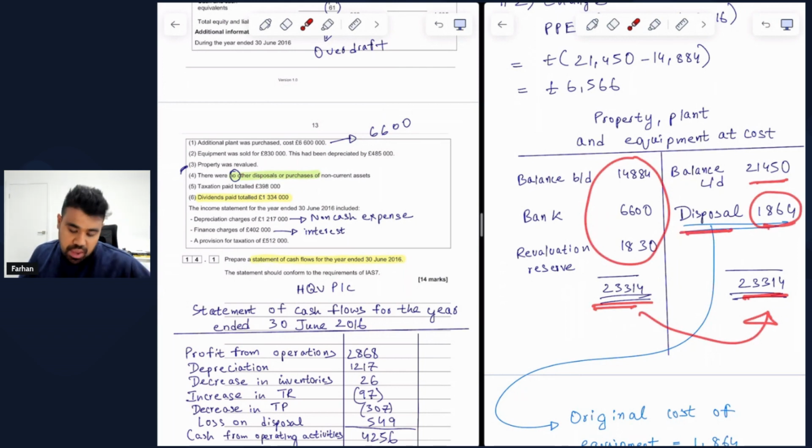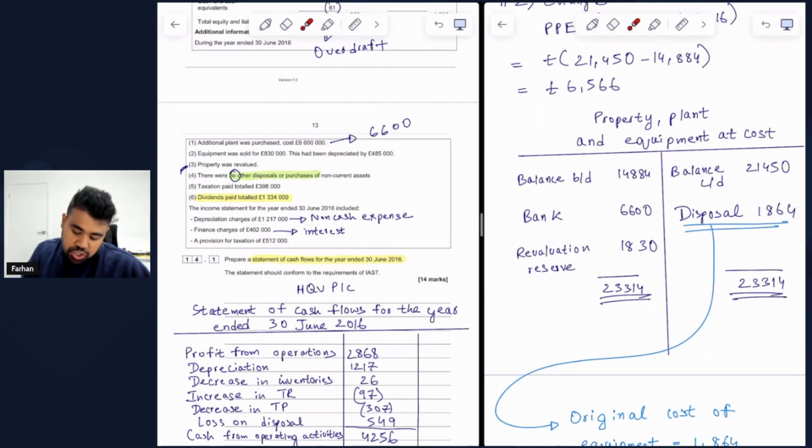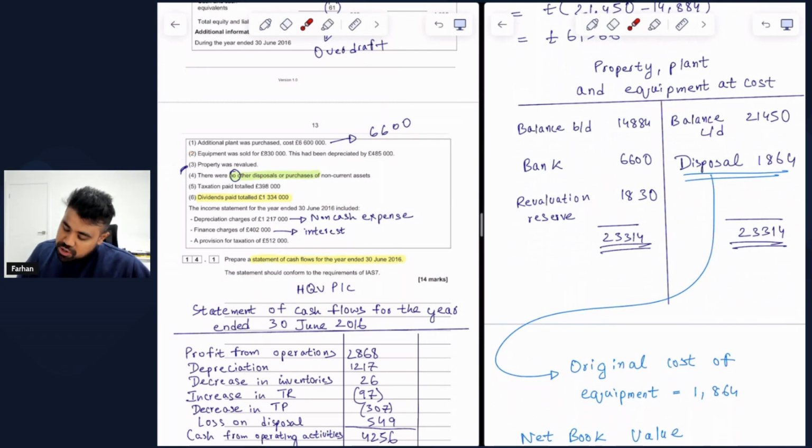The asset in this case is the equipment that we know from additional information number 2. If I was to interpret this value, it simply refers to the original cost of the equipment that was sold, which was £1,864. In other words, the equipment that we have sold had an original cost of £1,864. It obviously should have 3 more zeros, which would make it 1.864 million, but we're just going to keep it simple and say 1,864. Okay.